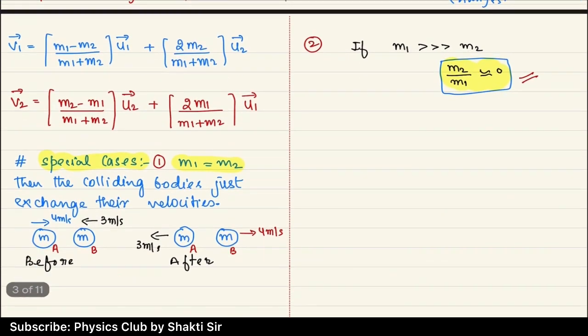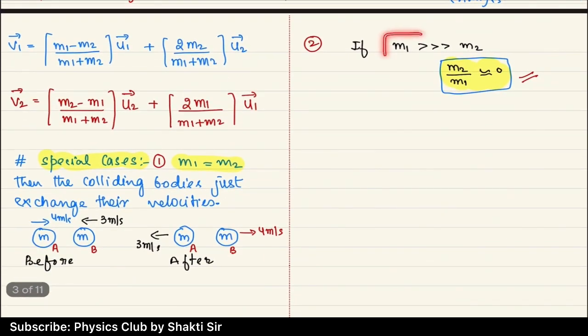Another important point to discuss is the situation when one body has a very large mass as compared to the other body. Under this situation, let's say m1 is much greater than m2, so we can write m2 divided by m1 approximately equals 0. When we put this equal to 0, we will get our relevant answers.